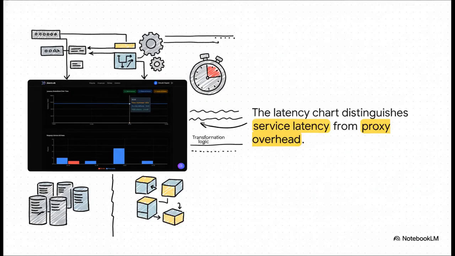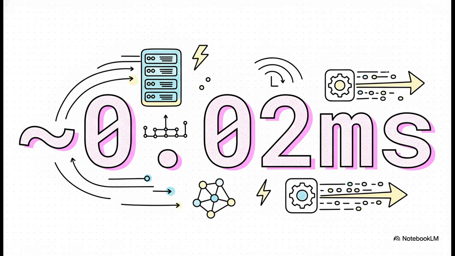But check this out. This latency breakdown chart is a total game changer. It clearly shows you how much time was spent waiting on your backend services versus how much time was spent in the transformation logic itself. So you can instantly see where any bottleneck is coming from. And that overhead from the transformation, it's practically nothing. On average, we're talking about just 20 microseconds. That's the kind of performance you get from running a native Rust binary. It adds basically 0 latency to your requests.